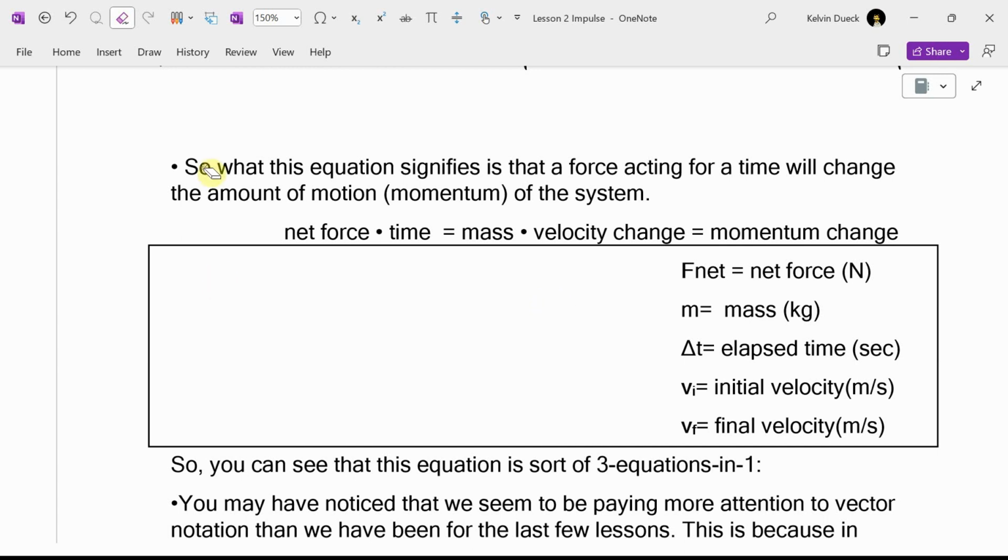So we have three equations baked into one. Force times the time, delta t, is going to be mass times the change in velocity, is going to be the change in momentum. Usually that one I write as mv final minus mv initial, because it's easier to get a vi or a vf by itself when it's not inside brackets. You'll see what I mean in the next couple lessons.